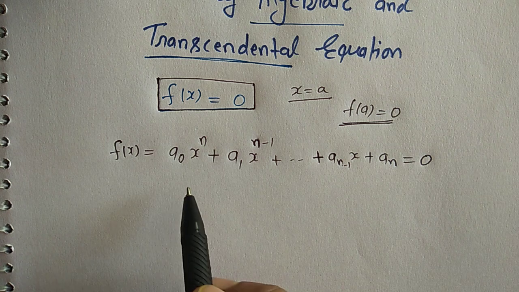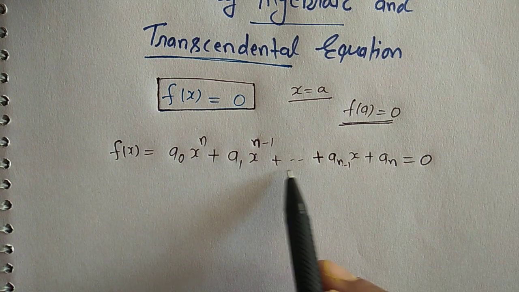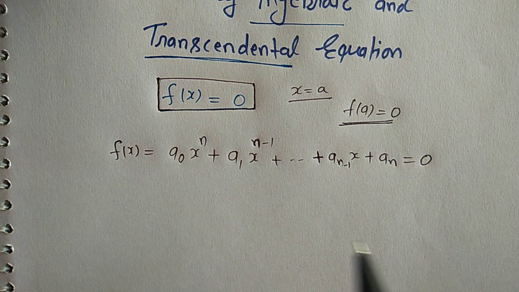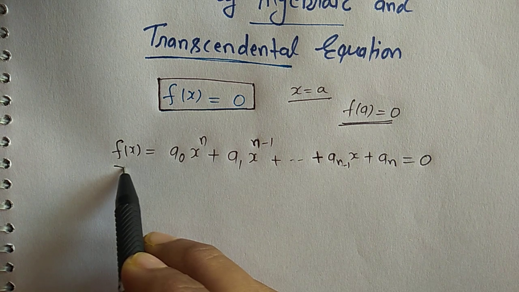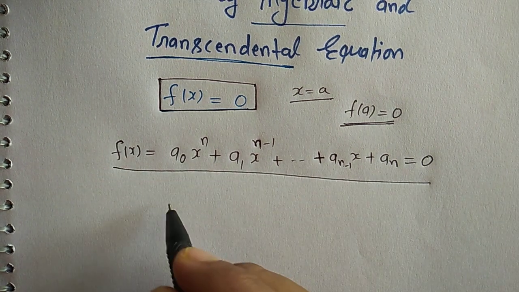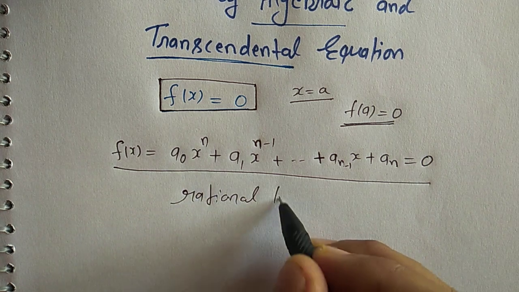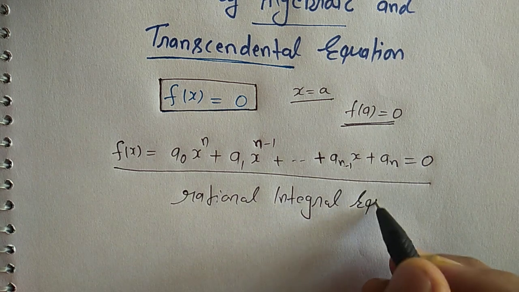Let us have f of x equal to a0 x power n plus a1 x power n minus 1 plus ... plus a n minus 1 x plus a n equal to 0. So this is called the rational integral equation.